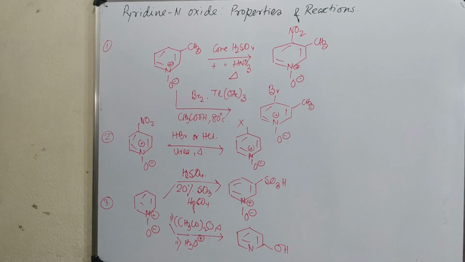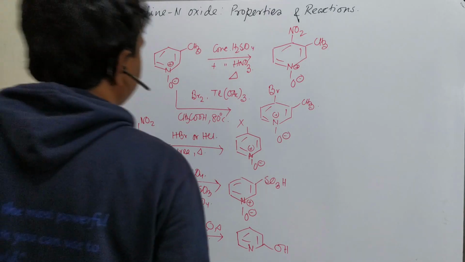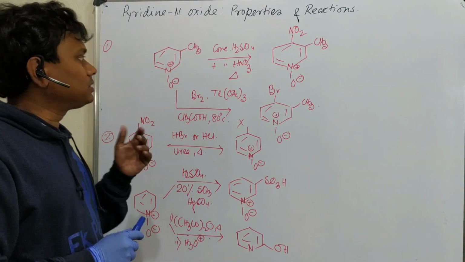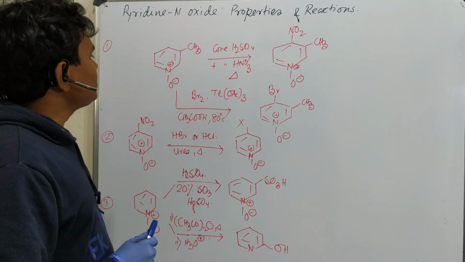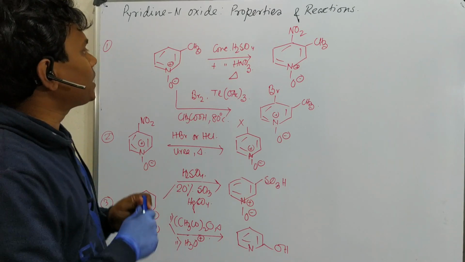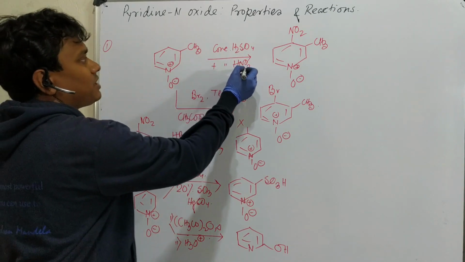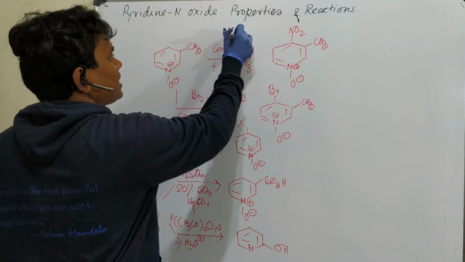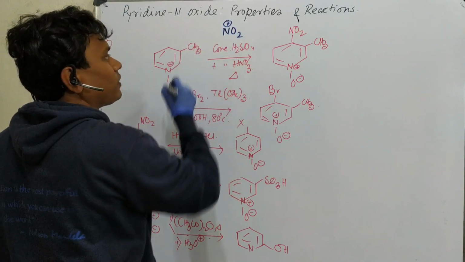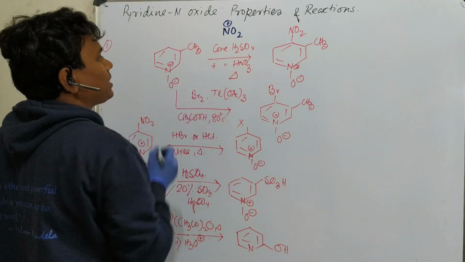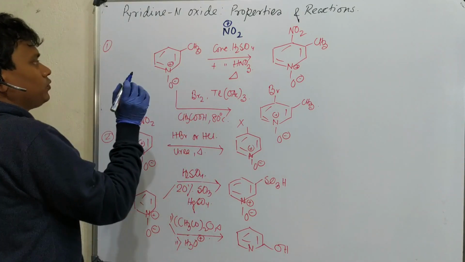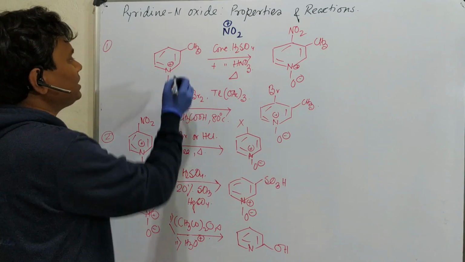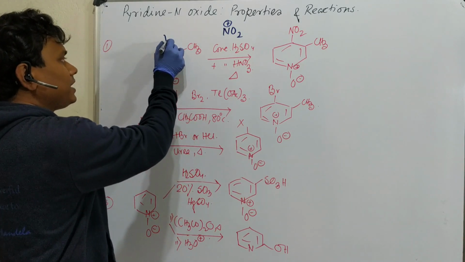Okay, let's discuss these problems, these 3 sets of problems. So we will now discuss pyridine N-oxide. What happens if you take pyridine N-oxide and react it with concentrated sulfuric acid and nitric acid, which is known as mixed acid? It generates NO2+ as the electrophile. Now, just as I told you, pyridine N-oxide is para-directing, fine.